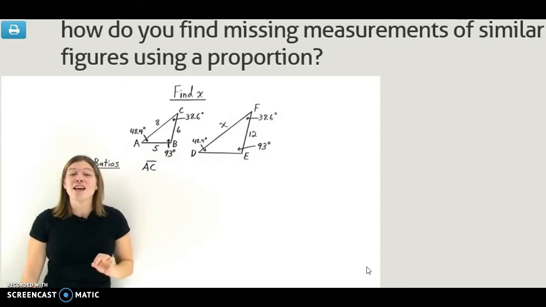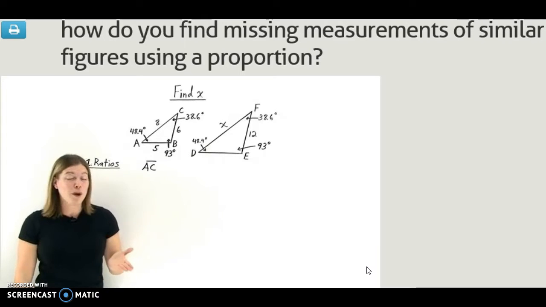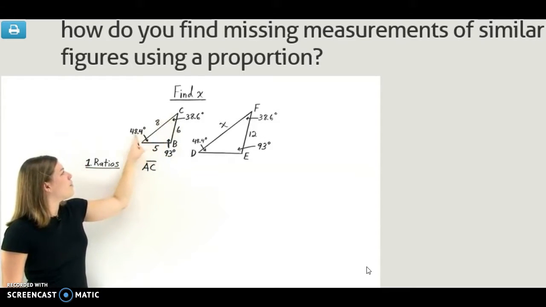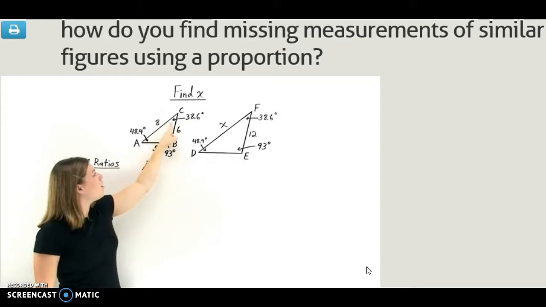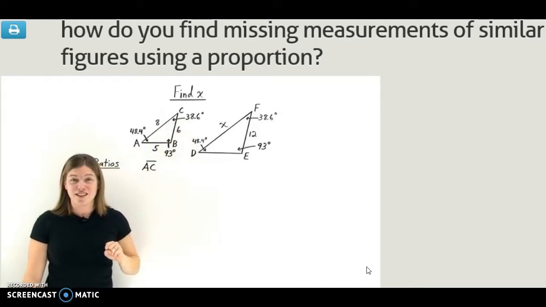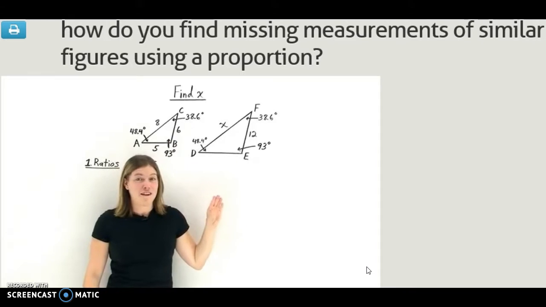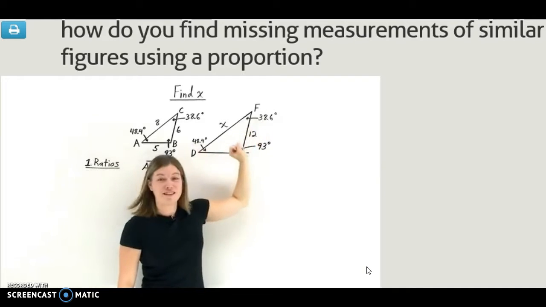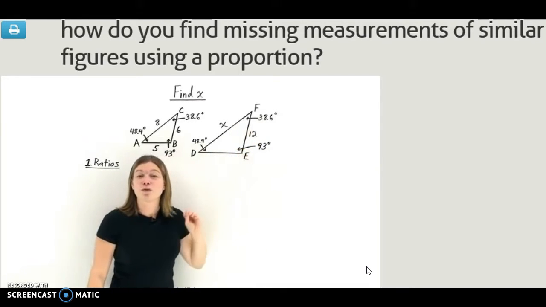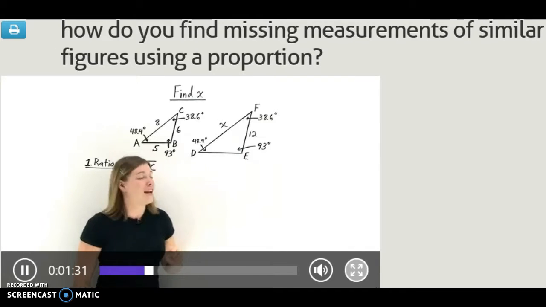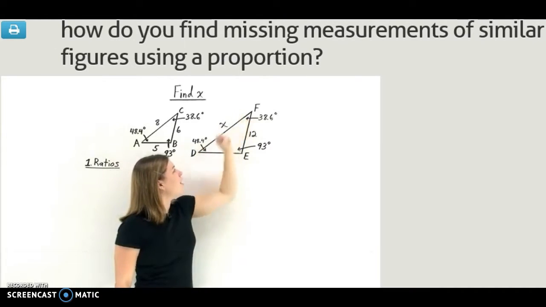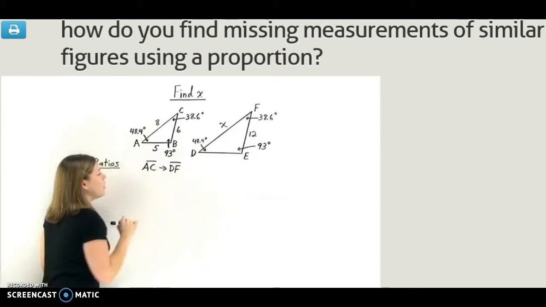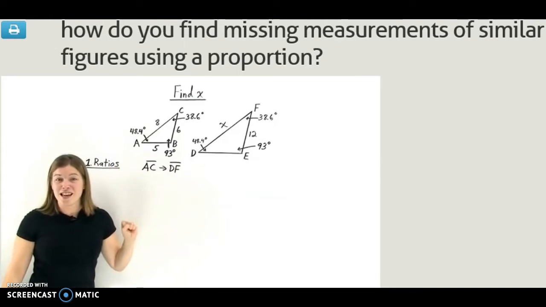In order to do that, take a look at the two angles that sit adjacent, or right next to that side. Well, here we have side AC, and here we have an angle that measures 48.4 degrees, and another angle that measures 38.6 degrees. Now take a look at our other triangle. Find those same two angle measurements, 48.4 degrees and 38.6 degrees. The side that sits right next to those two angles is the corresponding side. So this side right here is the corresponding side. That is the side DF. So side AC corresponds to side DF.